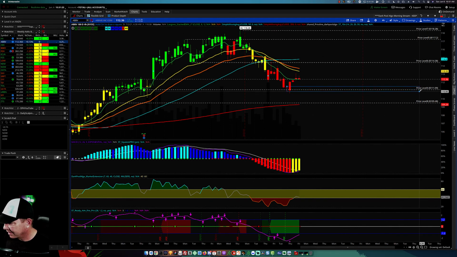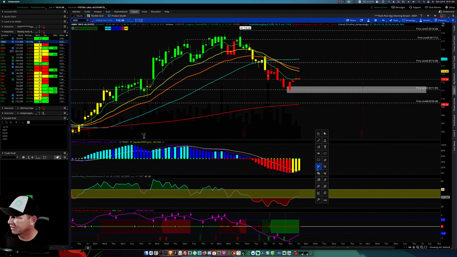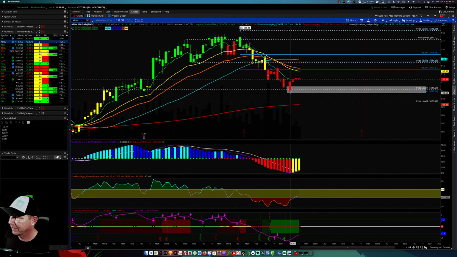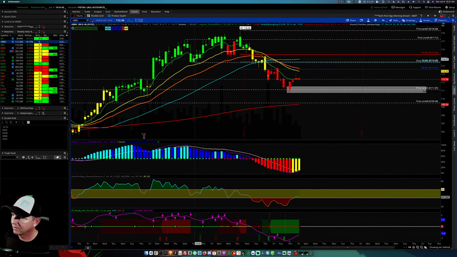It's basically here, right? That's going to be support anywhere in that. I'm going to throw some fibs on it just to confirm. So from high to low, we're looking to retrace at least to 113.50 before we move to the 50% retracement, which is this bottom.